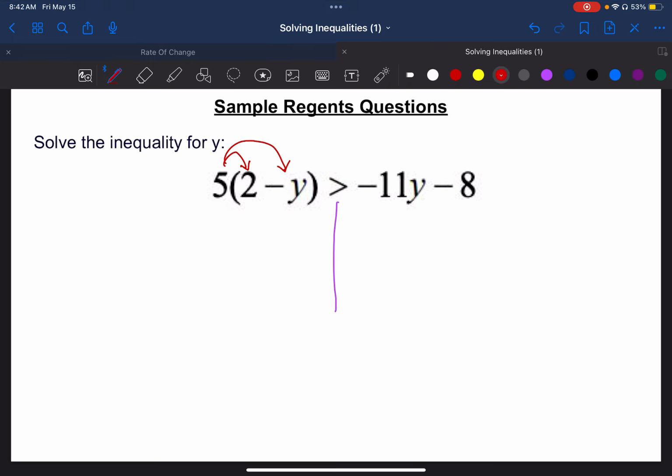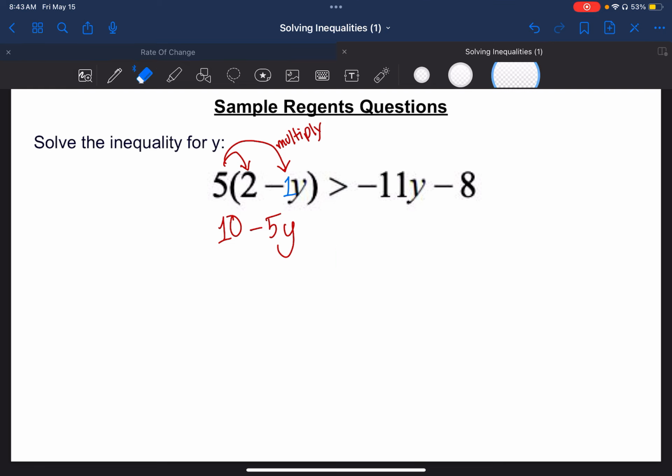When we distribute, we are multiplying. And what that means is 5 times 2 gives us 10. And then 5 times -y, keep in mind there's like an invisible -1 here. So what that means is 5 times -1y equals -5y. The right side doesn't have any parentheses, so we don't need to distribute anything on that side. So let's bring down our inequality symbol and our whole right side.